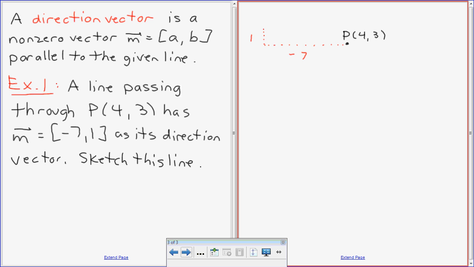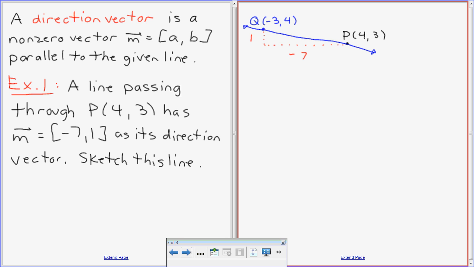-3, 4. Good. Excellent. I'm going to call that Q, okay? Now, just so we can connect the dots, I'm going to put... oh goodness. That's supposed to be a straight line. I'm sorry, that's supposed to be a straight line.